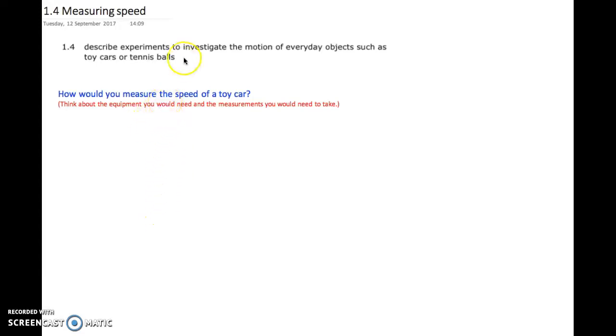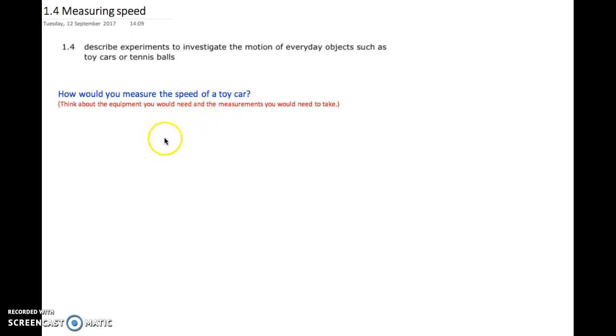Okay, if we look at one of the specification statements, it says all students should be able to describe experiments to investigate the motion of everyday objects, such as toy cars or tennis balls. Okay, so let's have a look at the first thing. How would we actually go about measuring the speed of a toy car?